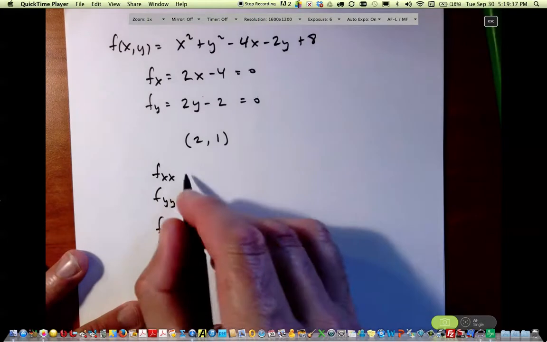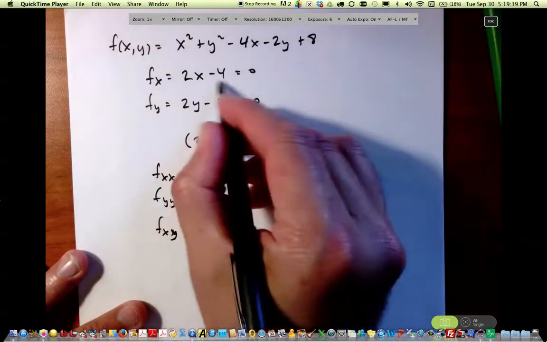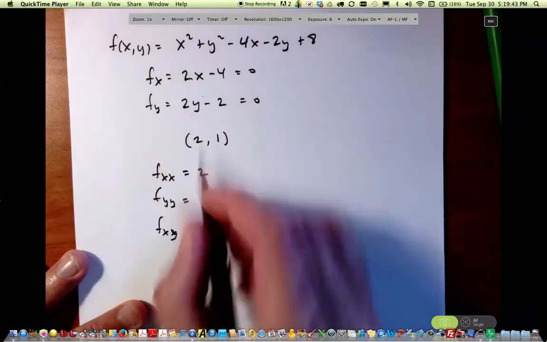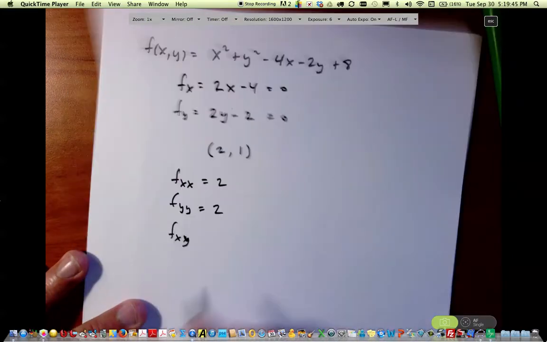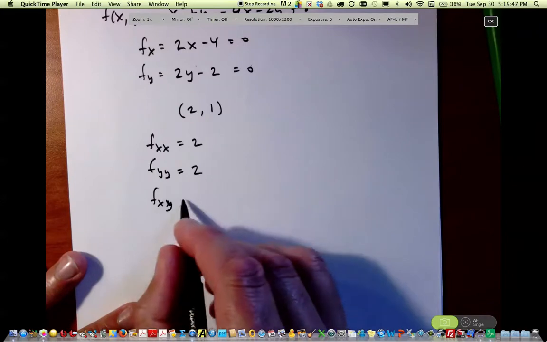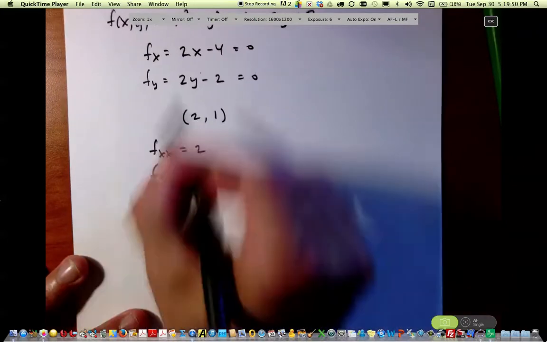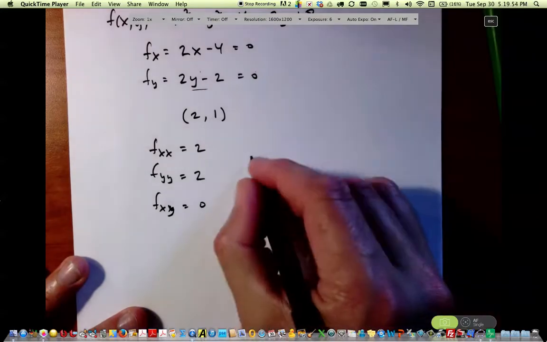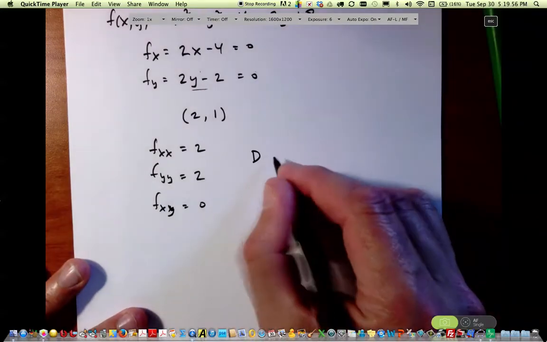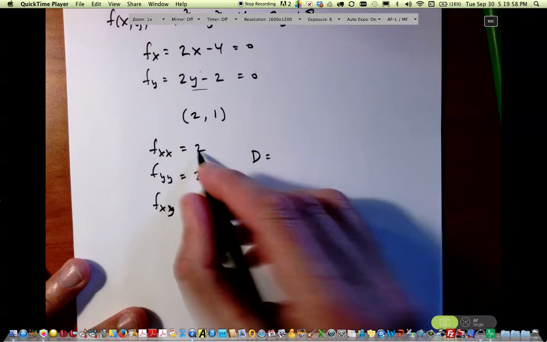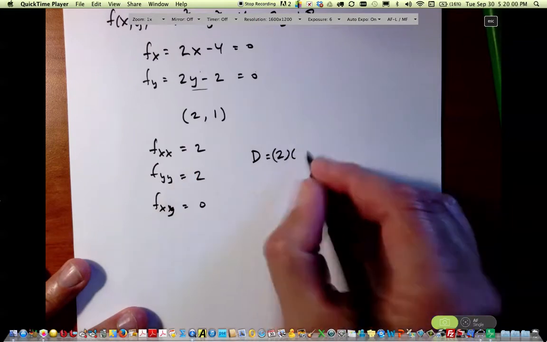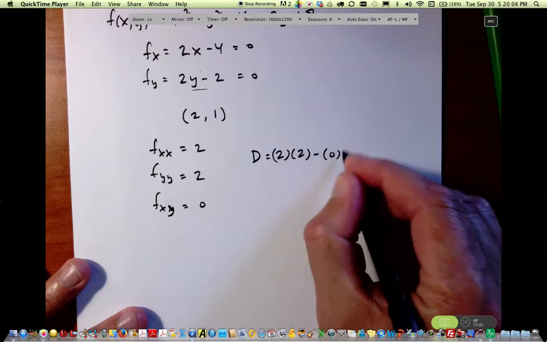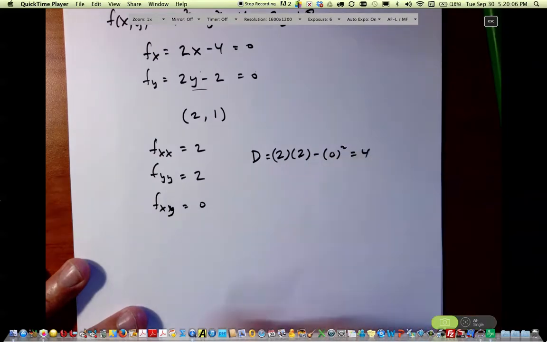So fxx, the derivative of this with respect to x, is 2. fyy, the derivative of this with respect to y, is also 2. And then the mixed partial is going to give me 0. Either the derivative of this with respect to y or this with respect to x is going to be 0. So the discriminant is fxx, 2, times fyy, 2, minus fxy squared. That's going to give me 4.